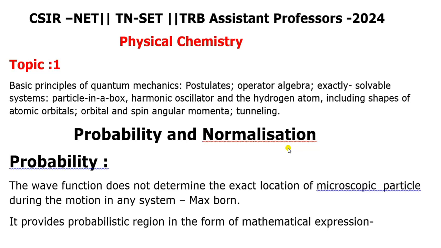In this presentation, we are going to discuss the CSIR NET, TNSET, TRB Assistant Professors 2024 examination. Our channel continuously uploads the topics in the TNSET and TRB Assistant Professors chemistry part, theory and multiple choice questions explanation. This presentation includes the probability and normalization concept in quantum chemistry.